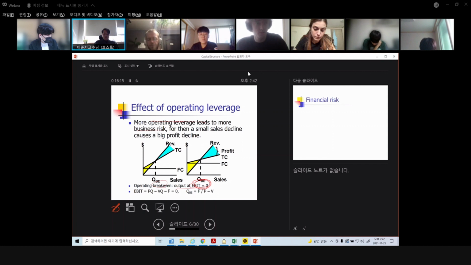So the break-even point is what? How many products we should produce to make zero profit. That's the break-even point. So the break-even point can be calculated by setting EBIT equal to 0. EBIT can be calculated by PQ minus VQ minus F. P is the price per unit, Q is the quantity, V is the variable cost per unit, and F is the fixed cost. So the quantity for the break-even point can be calculated by FC divided by P minus V. Let me show you.